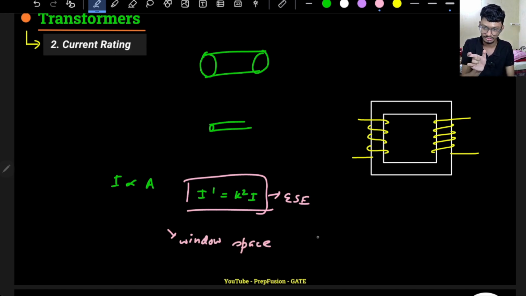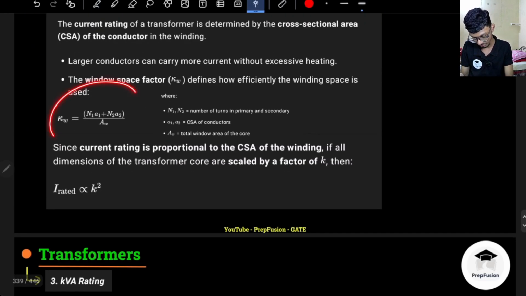Through the window space factor you can actually derive it, but I'm not going into that because it is not required from the GATE exam point of view. You just need to remember what is written over here, that the window space factor is this.